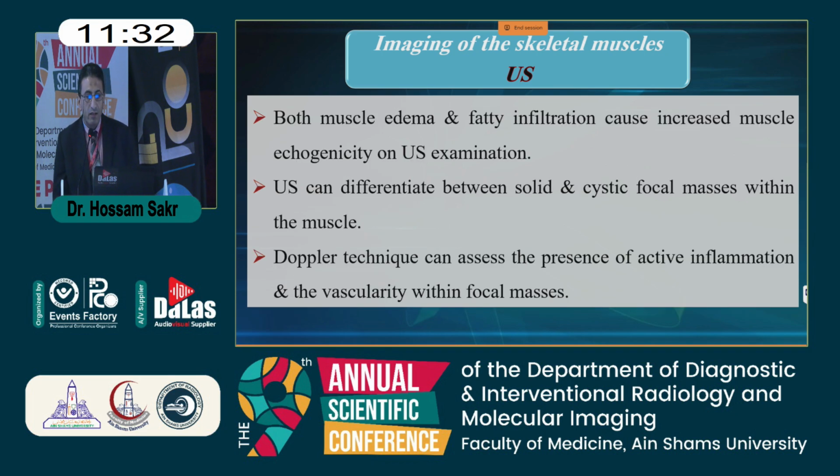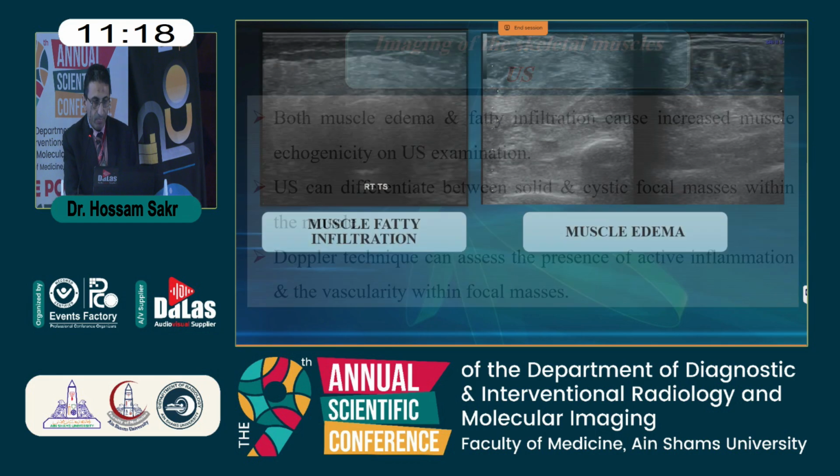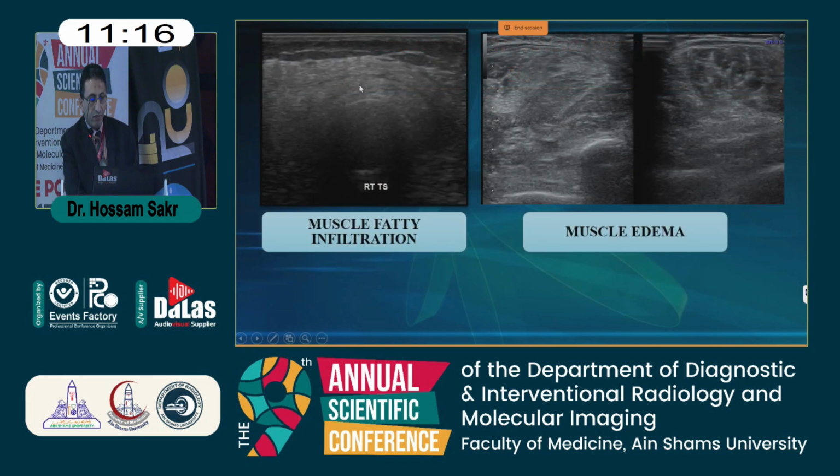Both muscle edema and fatty infiltration cause increased muscle heterogeneity on ultrasound examination. Ultrasound can differentiate between solid and cystic focal masses within the muscle. Doppler technique can assess the presence of active inflammation and the vascularity within focal masses. Then an example of fatty infiltration of the muscles of the thigh: increased heterogeneity with poor detection of the cortical surface of the underlying bone.